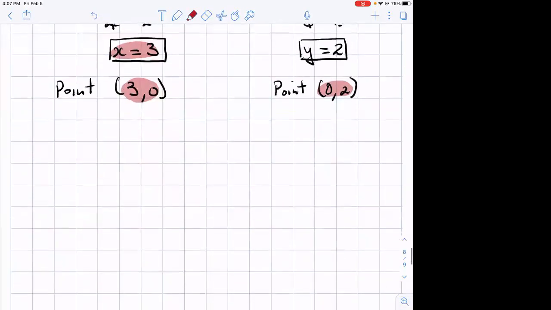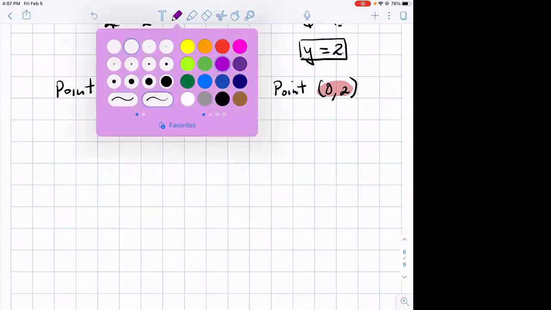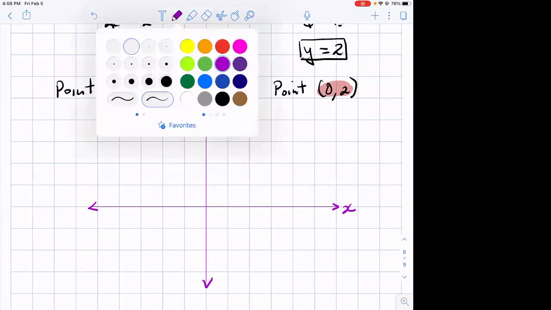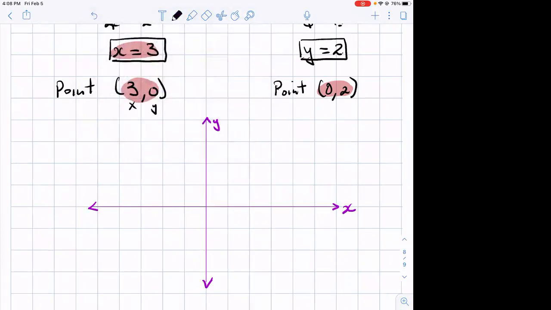Now that we have 2 points, and remember these are intercepts, so it's very important to remember that when you plot these 2 points, they must fall on the x-axis and the y-axis. Otherwise, you are doing something wrong. So let's look at this one here. Remember, this is x, that's y, okay? So x is 3, and y is 0. So that's my point right there. And it does fall on the x-axis.